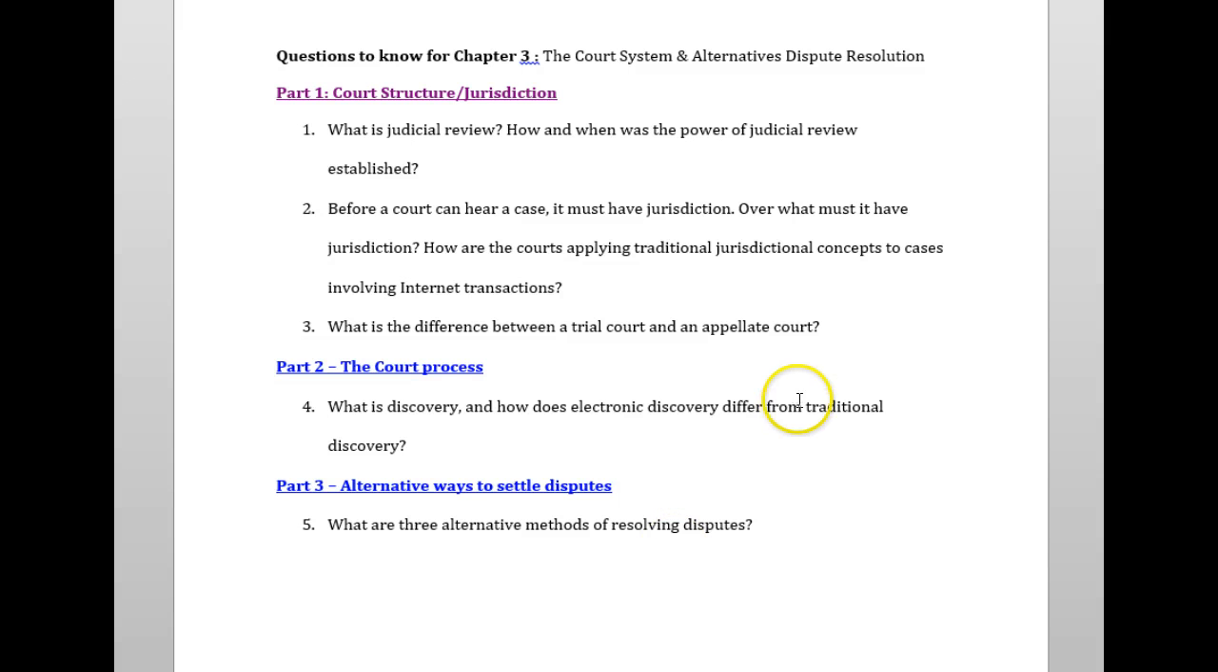Chapter 3, Part 2. The court structure and jurisdiction are kind of dry. The court process may be even more dry. But let's go through it. We're going to go through the court process, and then we'll go through the appellate court process, and just kind of get a feel for what the procedures are and how many steps you have to go through in a court of law. And the question we're looking at in this one is, what is discovery, and how does electronic discovery differ from traditional discovery? So here we go.